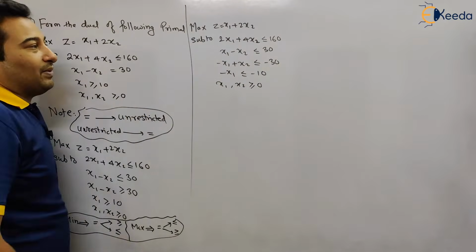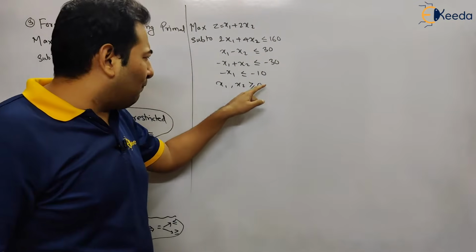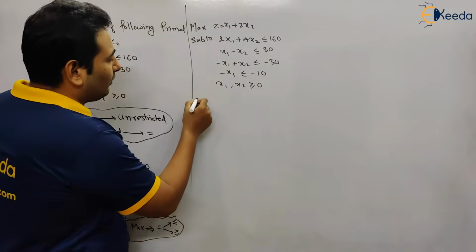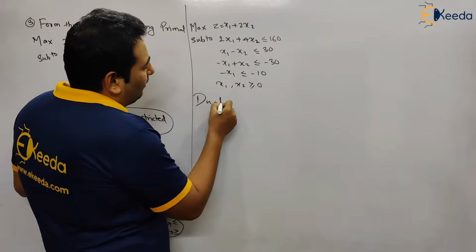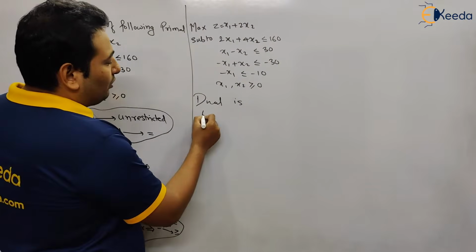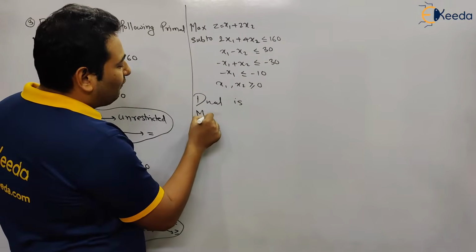Now I'm ready with the primal. It is maximized and all the constraints are less than equal to. Last constraint, it's by default greater than equal to, so ignore it. Dual is, let us write down now the dual. W is equal to, obviously it's maximized, so its dual will be minimized.